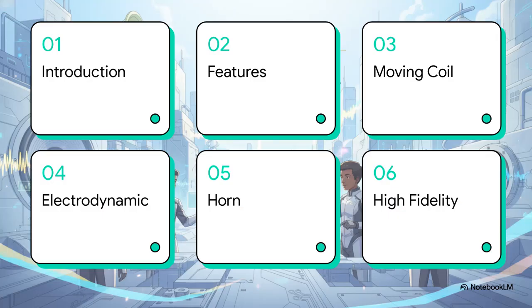Here is exactly how we'll structure today's review. First, an introduction to loudspeakers. Second, the core features of loudspeakers. Third, moving coil loudspeakers. Fourth, electrodynamic loudspeakers. Fifth, horn loudspeakers. And finally, Section 6, loudspeakers for high-fidelity systems. We'll be moving deliberately through these 6 strict segments.